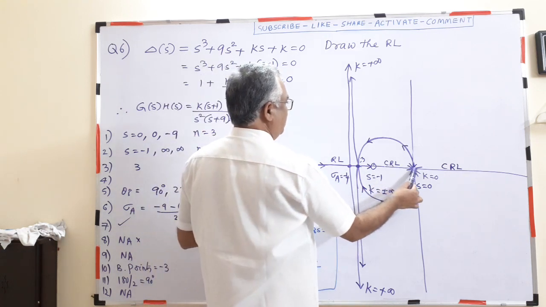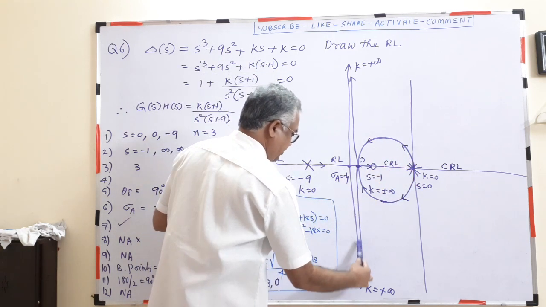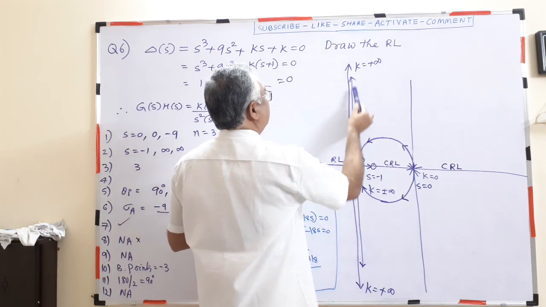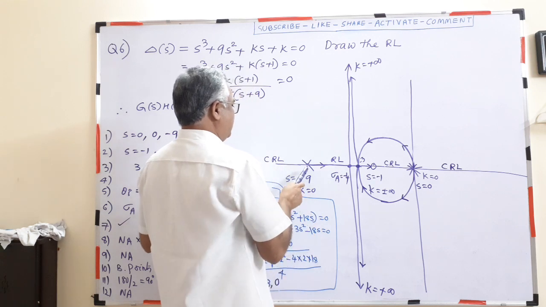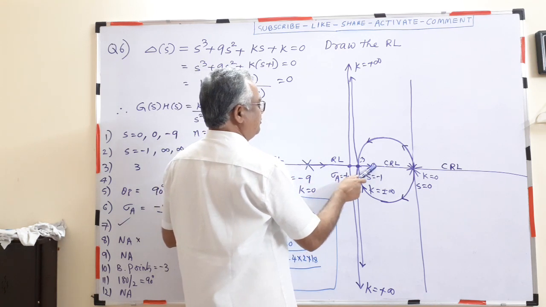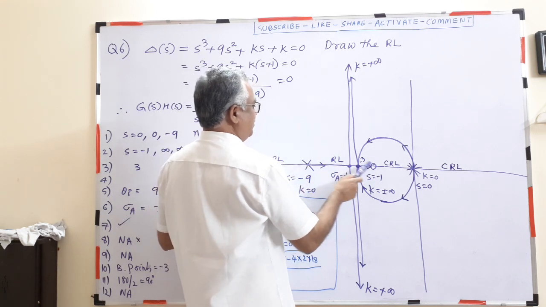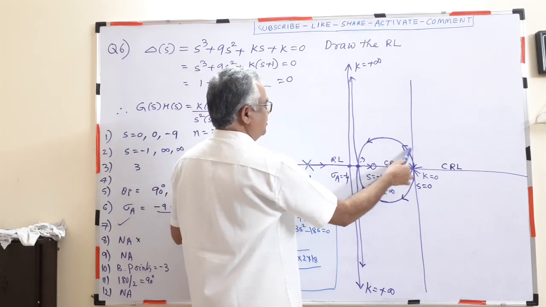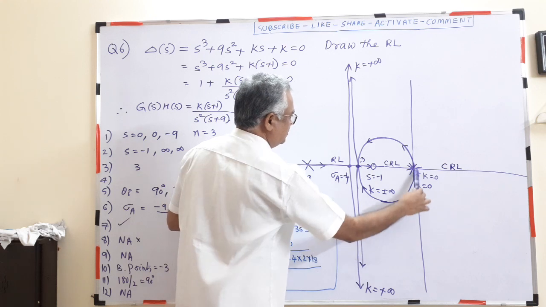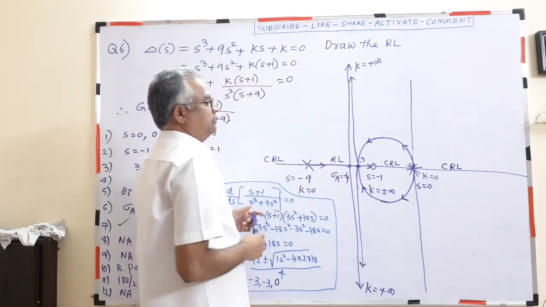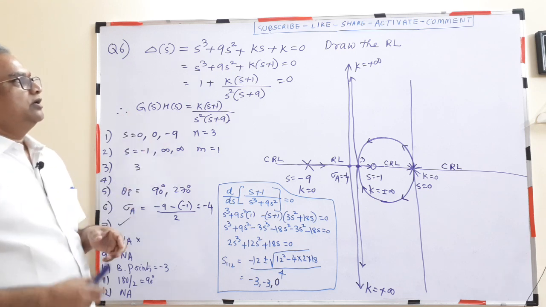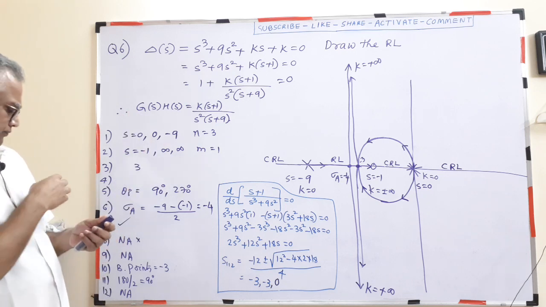So k equal to 0 to k equal to infinite, two branches. From here to here, the third branch, and 0 to infinite the first one, 0 to infinite the second one. We got three branches. This is the root locus.